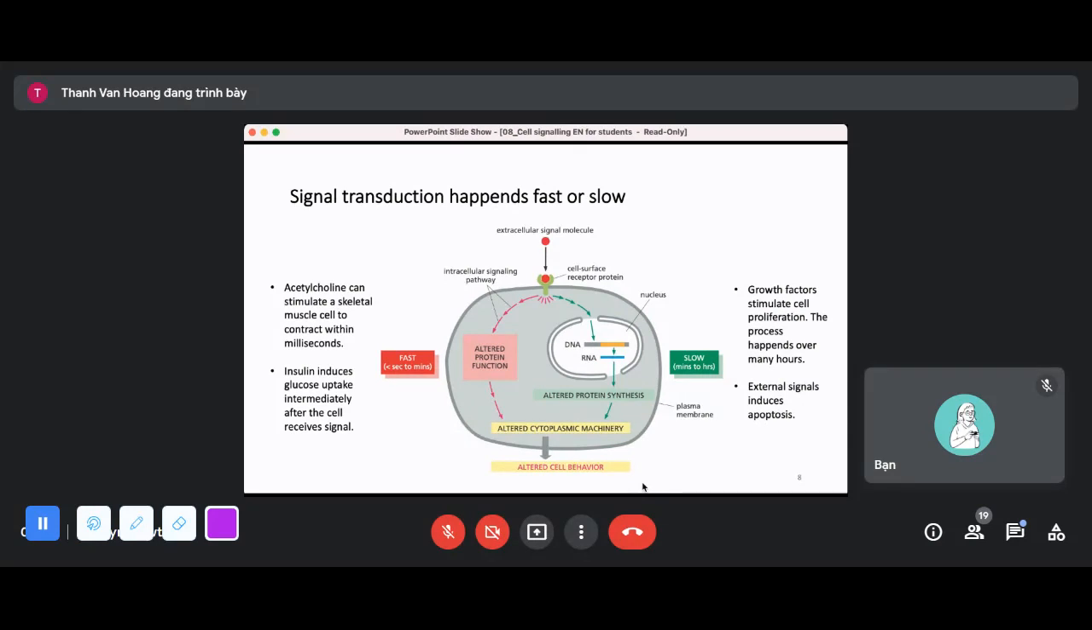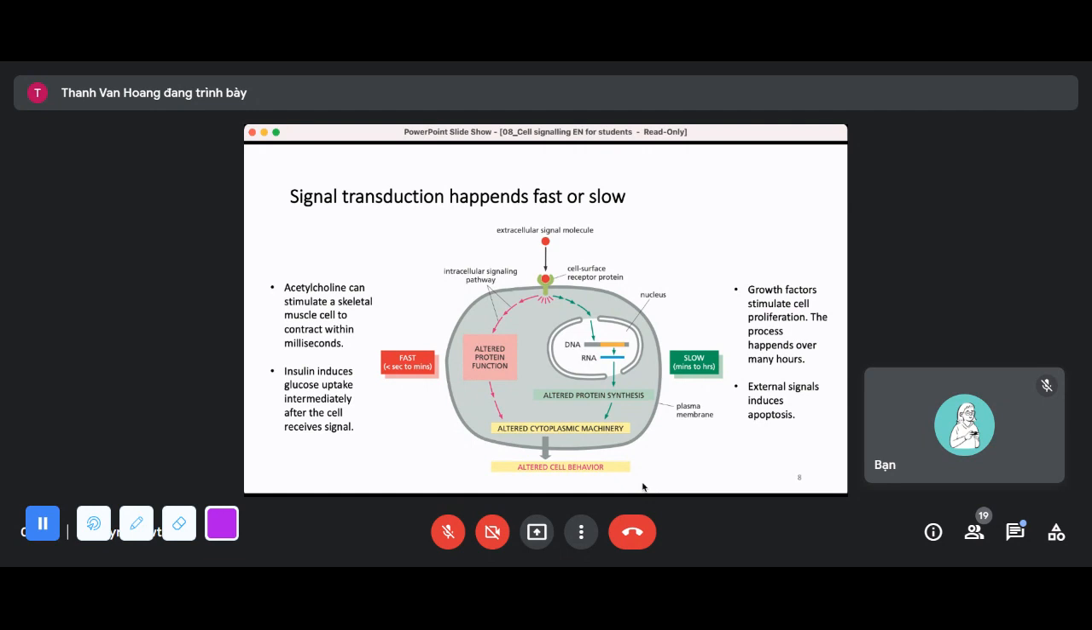For example, acetylcholine can stimulate skeletal muscle cells within milliseconds because it happens through synaptic signal conduction, right? We talk about it happens very quickly. Insulin, when it's secreted into the bloodstream and the cells get the insulin signal, it induces glucose uptake immediately. So it also happens very quickly, just seconds to minutes.